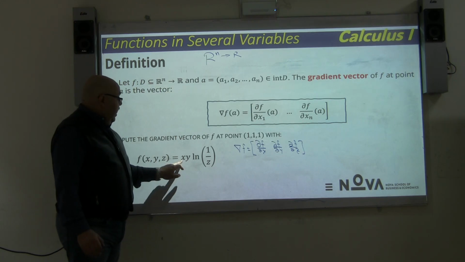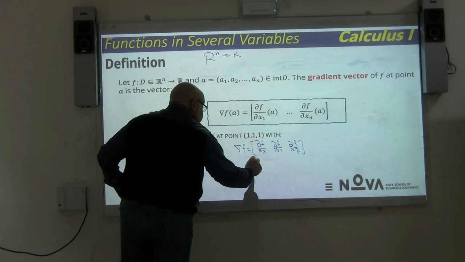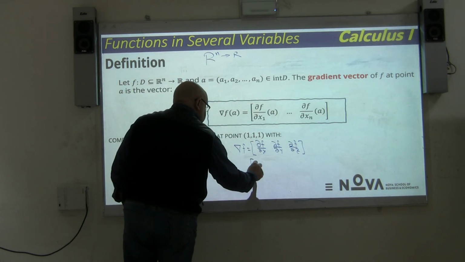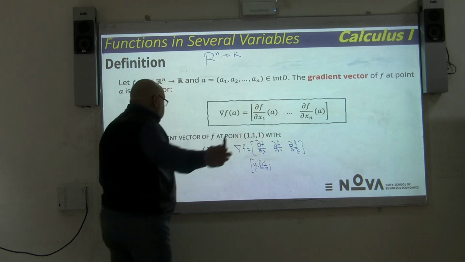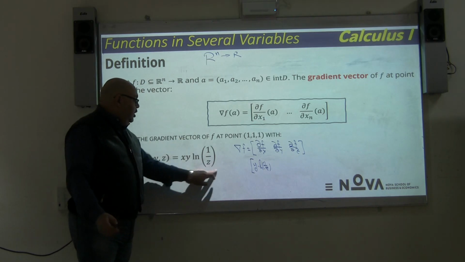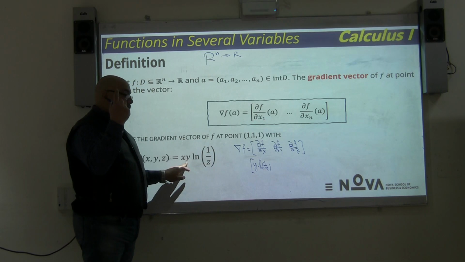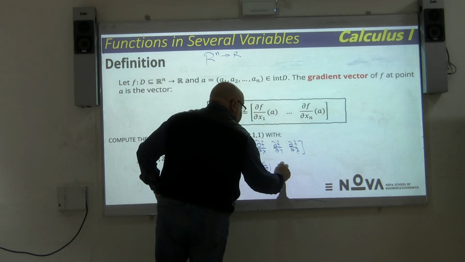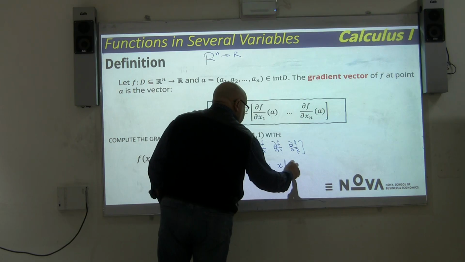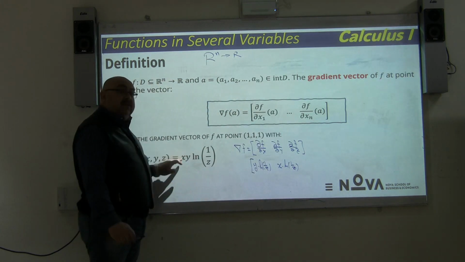Can you differentiate with respect to x? Yes, it's going to be 1 times all this value, so it's y times ln of 1 over z. Once more, differentiate the function with respect to y. The derivative of y is 1, so it's x times ln of 1 over z. Now, can you differentiate with respect to z?